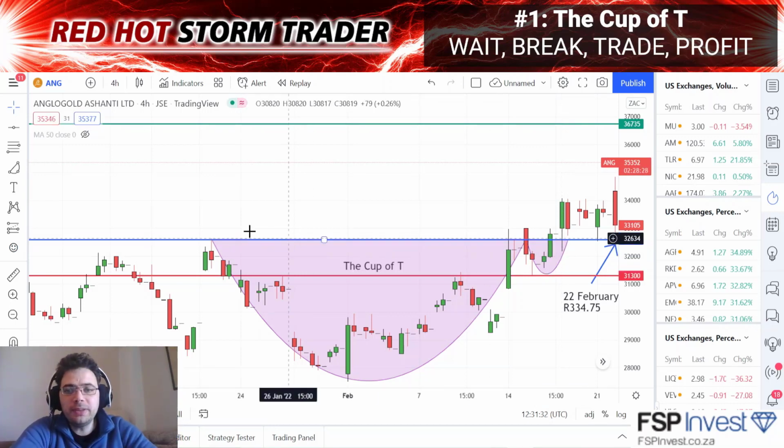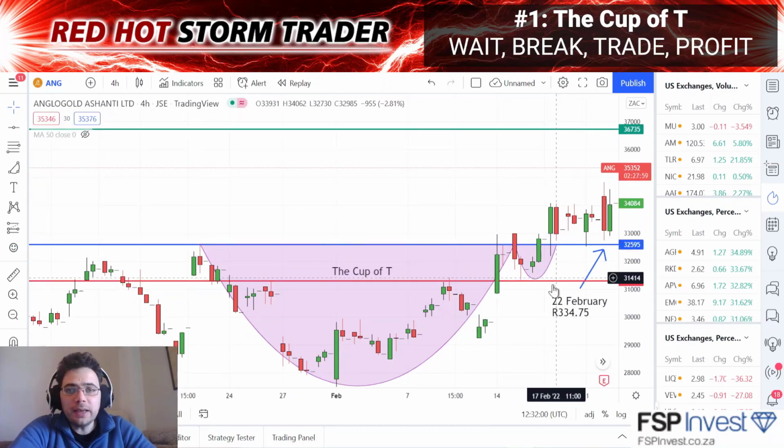What I like to call the wait, break, trade, profit. So what we did was we waited for the pattern to form. We then waited for a breakout to the upside above the cup and handle. Next is the trade. The trade is where we waited for the price to consolidate and come back to a certain level which confirmed that upside was to come. And in this case, we got in at this candle over here, the 22nd of February, at 334 Rand and 75 cents. And we set our take profit at 367 Rand and 35 cents.